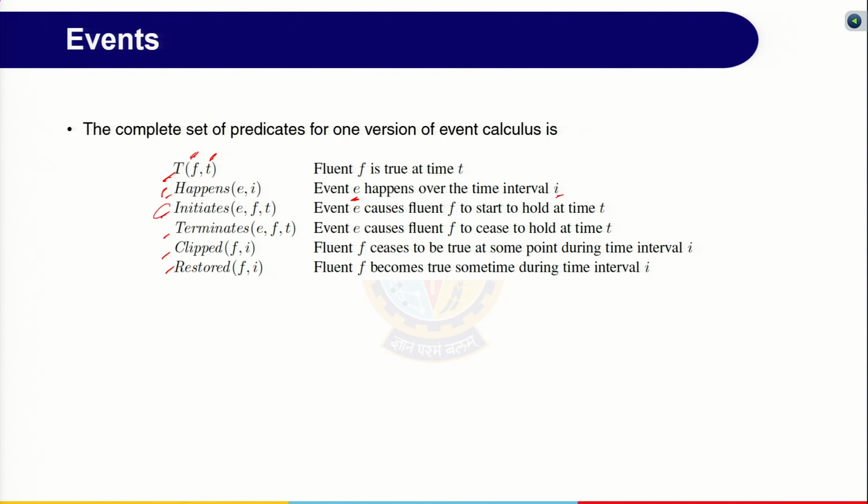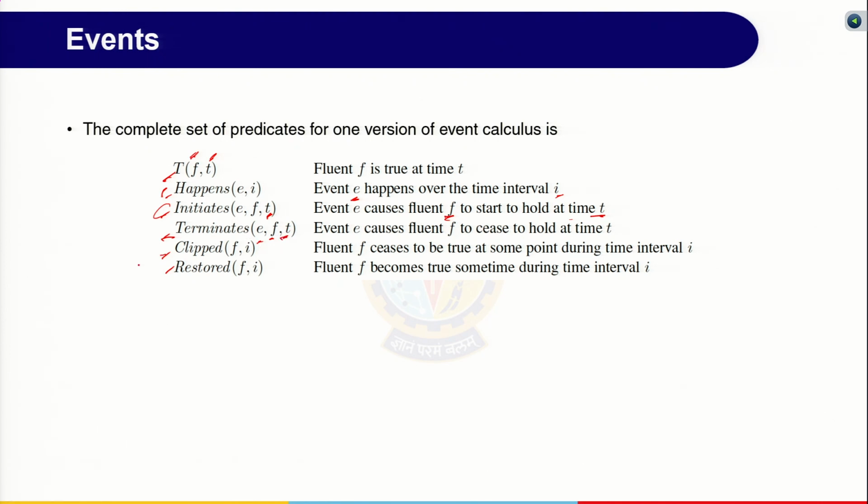And then there's this other predicate which says initiates. That means that the event E would cause the fluent to start holding true at time t. So because the event has happened, that would influence the fluent, which is a fact, to start being true at time t. And the opposite of initiates is terminates, where it says that event E causes the fluent to stop being true at time t.